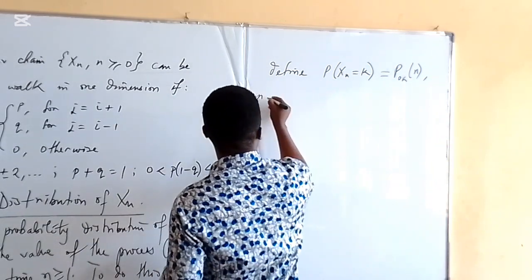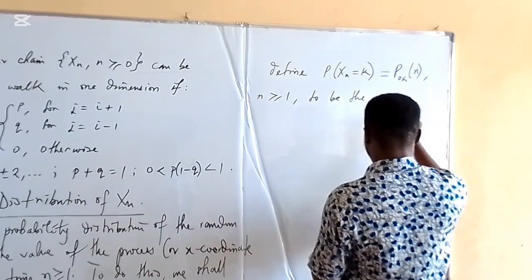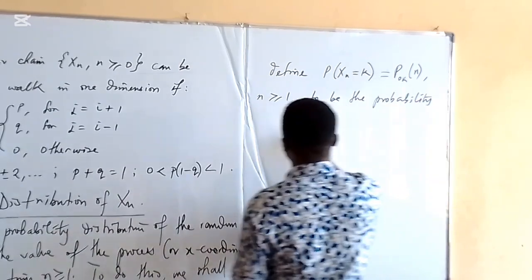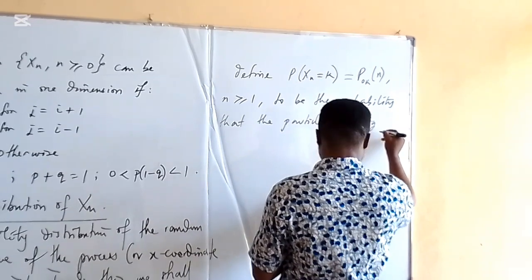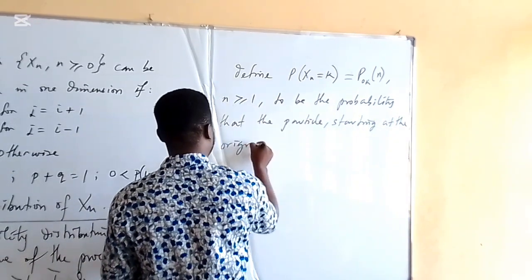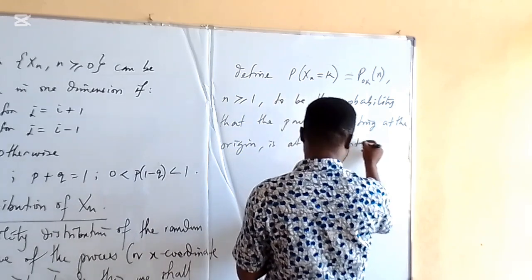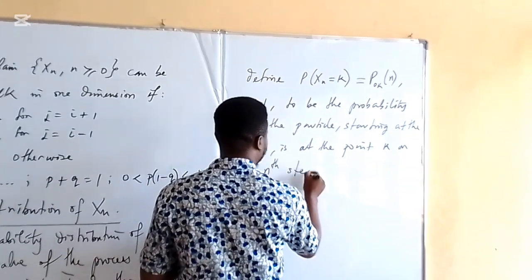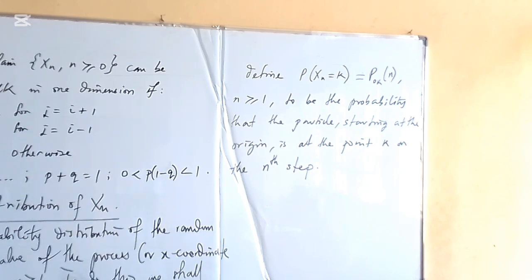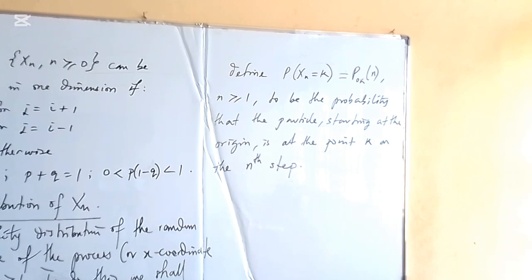And n greater than or equal to 1. So we shall define that to be the probability that the particle starting at the origin is at the point k on the nth step. Now, there is need to bring up that notation because the notation is needed in trying to establish the probability distribution of Xn. There is need to bring up notations that are flexible. Do you understand me? A notation we would use in establishing that fact.